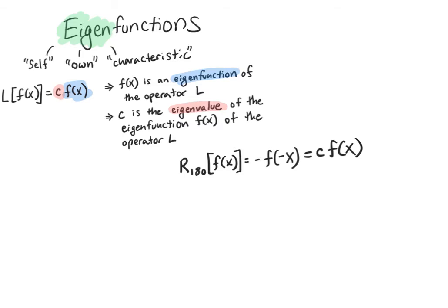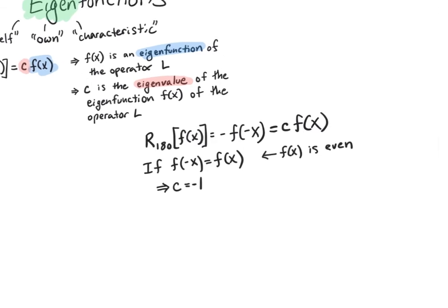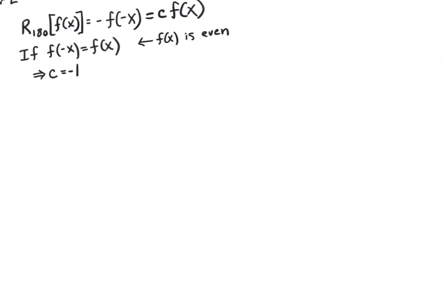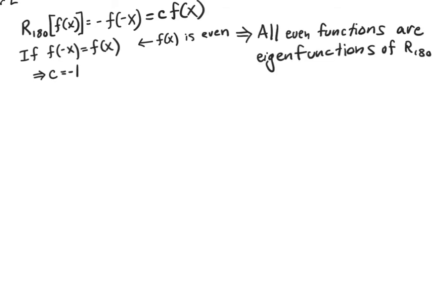If f of negative x is equal to f of x, in other words, if f of x is an even function, then c is just the number negative 1. Well, how cool is that? In just a few seconds of work, we didn't just find one eigenfunction of our rotation operator, we found an infinite number, the entire set of all even functions. Not only did we find all these infinite number of eigenfunctions of our operator, but we also found the eigenvalue of every single one of them. It's the number negative 1.